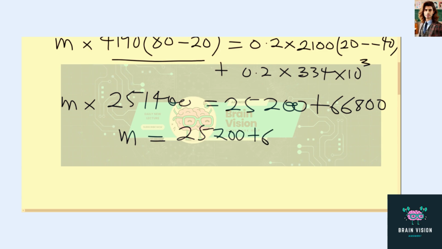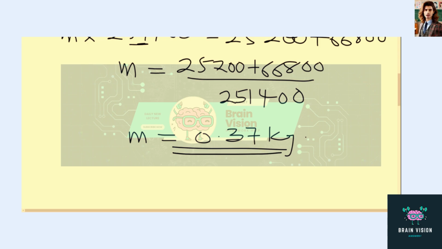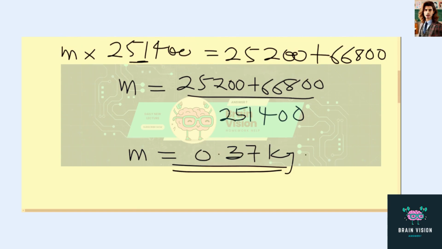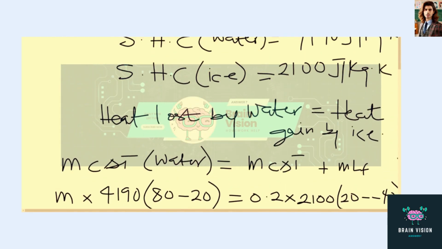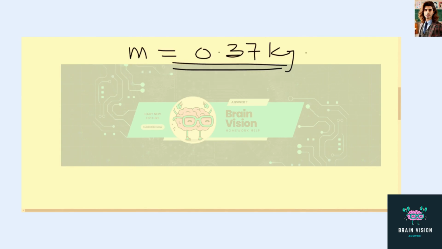So at the end of the day, m is equal to 25,200 plus 66,800, all divided by 251,400. This gives m equal to 0.37 kilograms, which is the mass of water in that mixture at that temperature. So basically, that is it for calculating the mass of water.